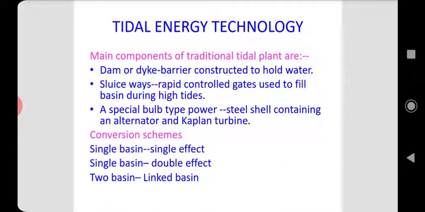So next, tidal energy technology. The main components of a tidal power plant are the dam, a dike barrier constructed to hold the water; the sluice way, rapid control gates used to fill the basin during the high tides; and a special bulb type power steel shell containing an alternator and Kaplan turbine. The conversion schemes: single basin, single effect; single basin, double effect; two basin, linked basin.